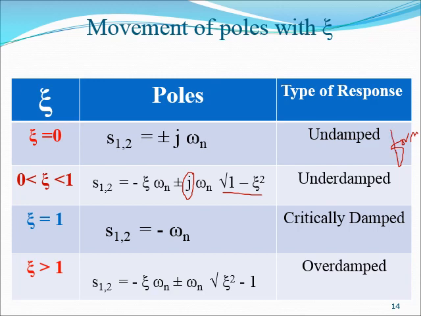So with change in zeta, the response form also changes. Undamped, underdamped. Zeta equal to 1 is called critically damped because this term goes to 0. This is simply minus omega n. We have repeated poles at omega n, 2 poles at omega n. And zeta greater than 1, so we have 2 poles now. They are real, but different, unequal real poles. One pole moves to infinity as zeta increases, the other pole goes to 0 as the value of zeta increases.